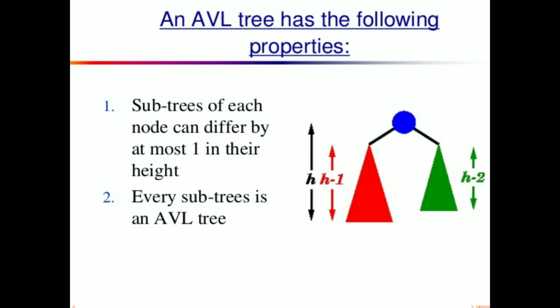So now we can look at the properties of an AVL tree. The properties of an AVL tree are: the subtrees of each node can differ by at most 1 in their height, and every subtree is also an AVL tree.